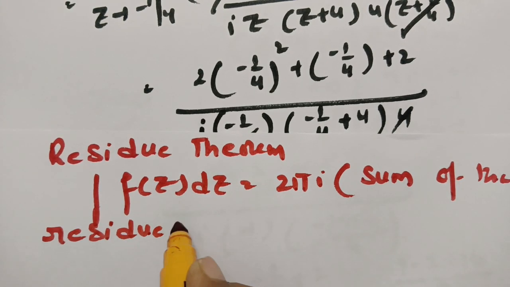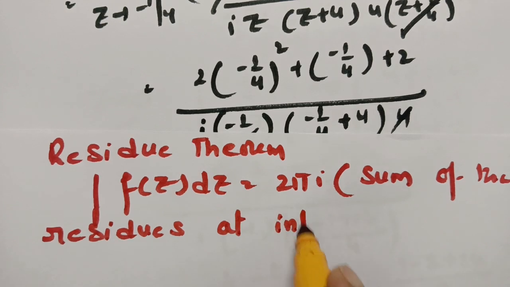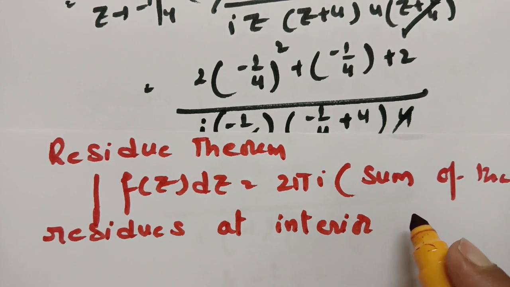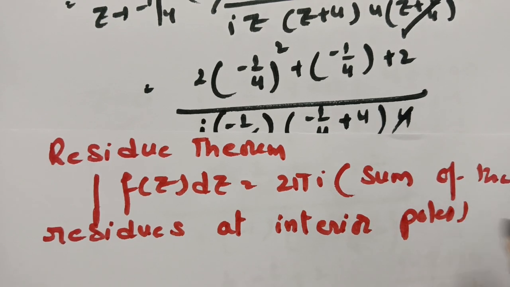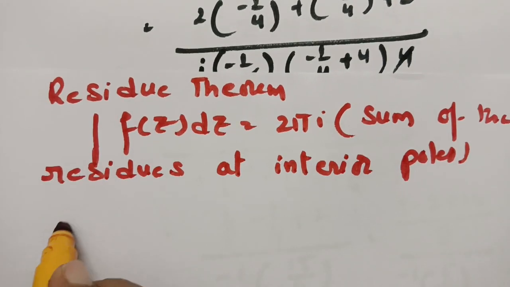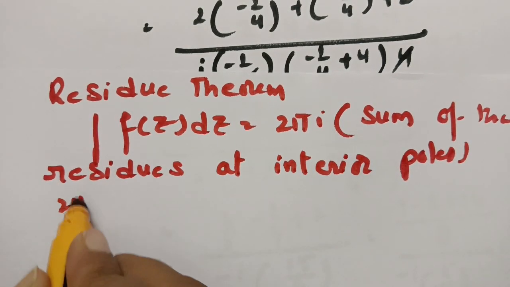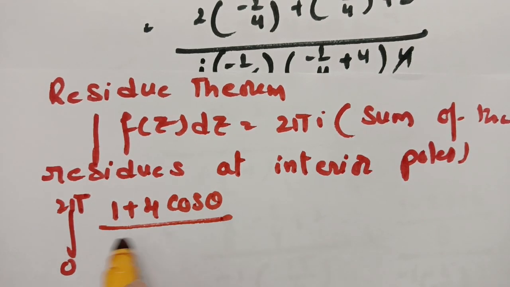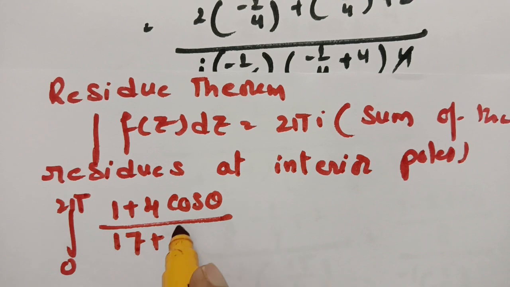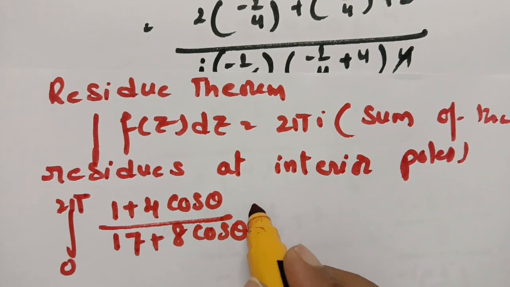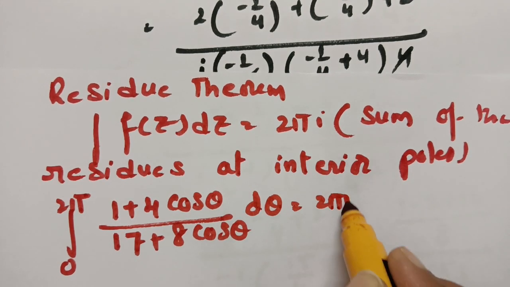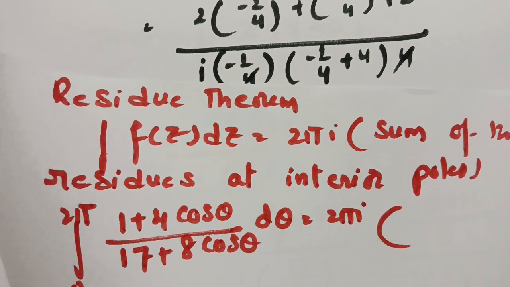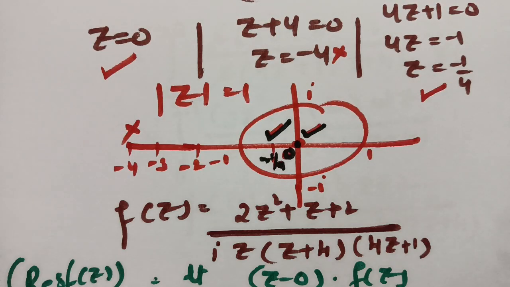This is a sum of the residues at interior poles. So here the interior poles are 0 and minus 1 by 4. Now what is our f of z? So f of z is nothing but the question, that is integral 0 to 2 pi (1 plus 4 cos theta) by (17 plus 8 cos theta) d theta is equal to 2 pi i into sum of the residues. The first residue value here is at z is equal to 0.